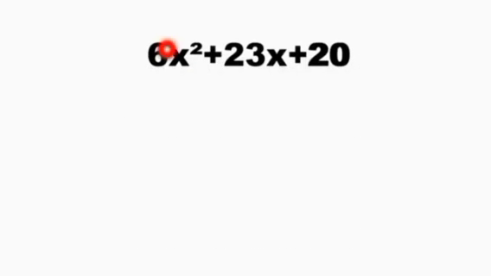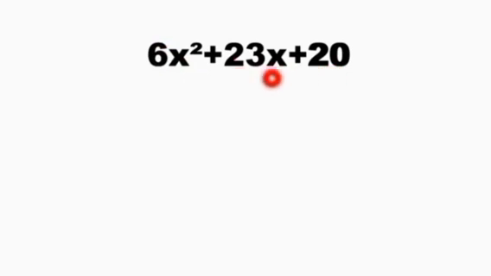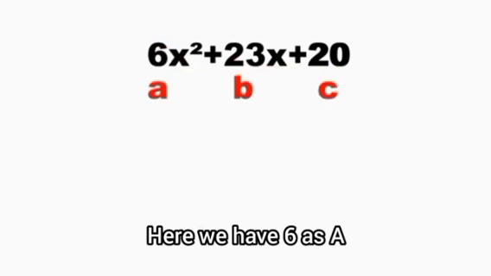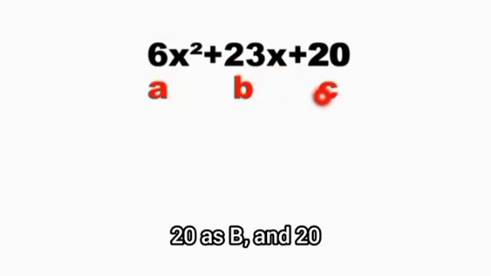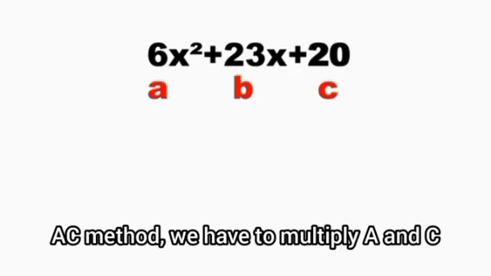Example, we have here 6x² plus 23x plus 20. Here we have 6 as a, 23 as b, and 20 as c. So to do the AC method, we have to multiply a and c.